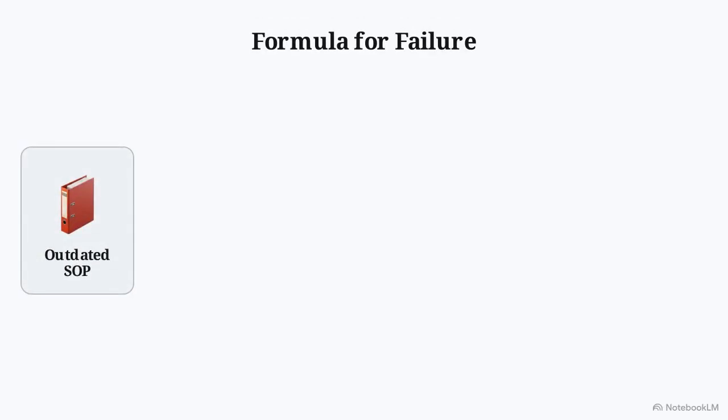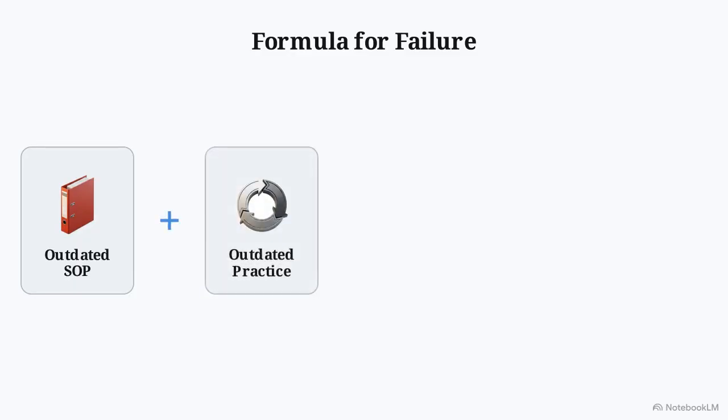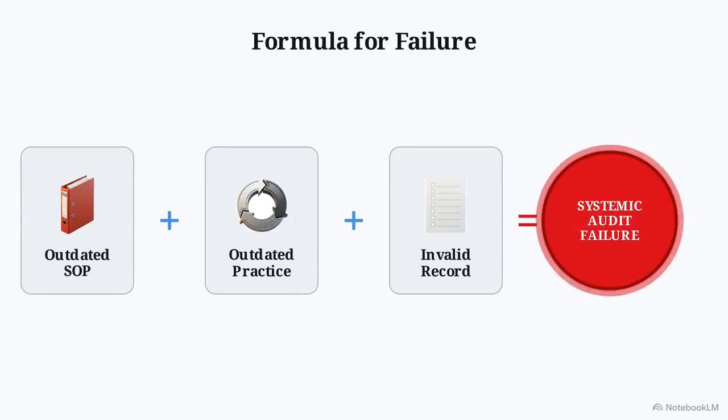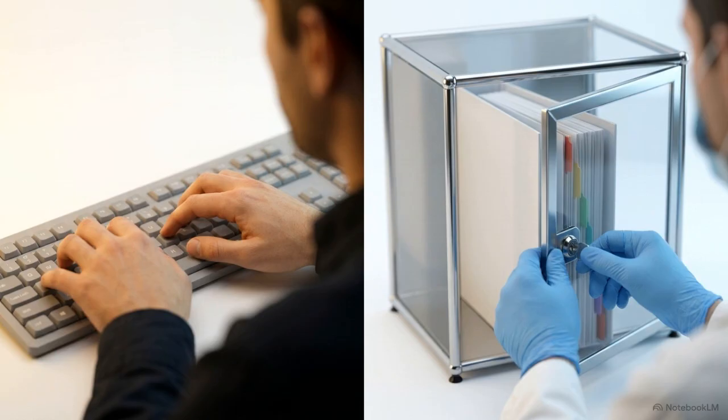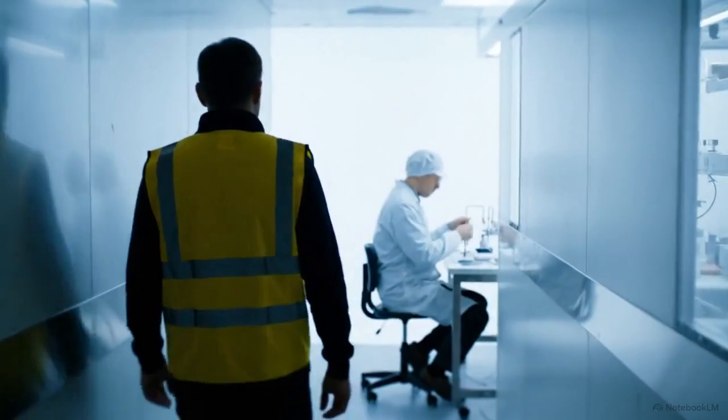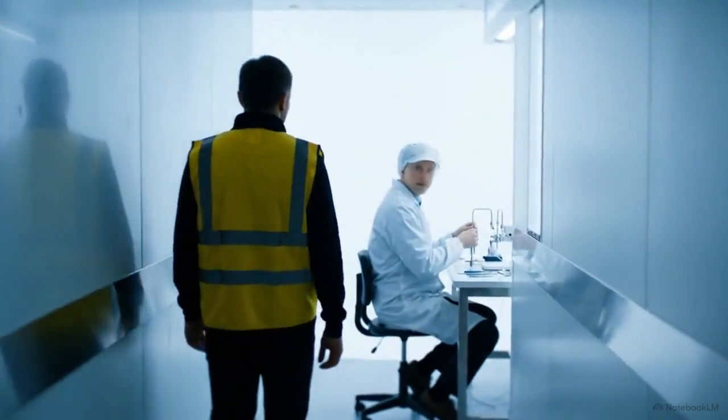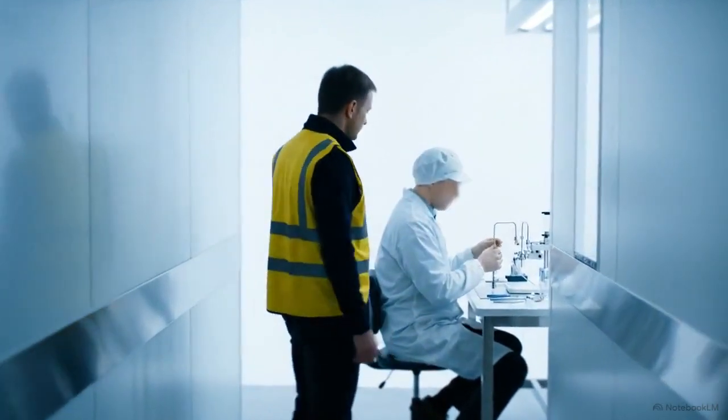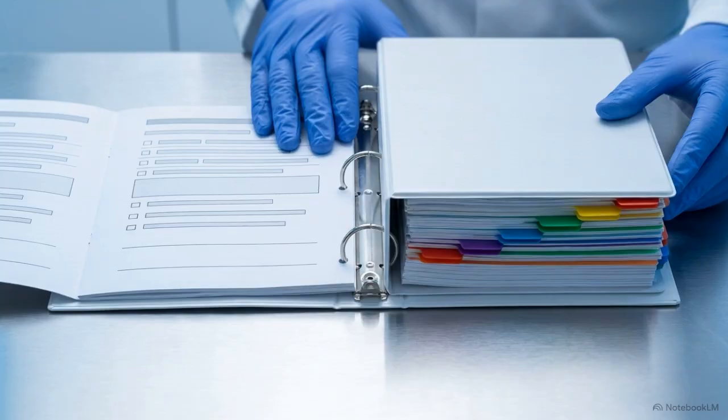This flowchart illustrates the logical path to failure. When the reference document is outdated, the operator executes an outdated routine, which immediately invalidates the resulting record. Controlling the physical presence of a document on the floor is just as critical as writing the document correctly in the first place. When an auditor evaluates your shop floor, they are actively hunting for the space where your records and your practices diverge.